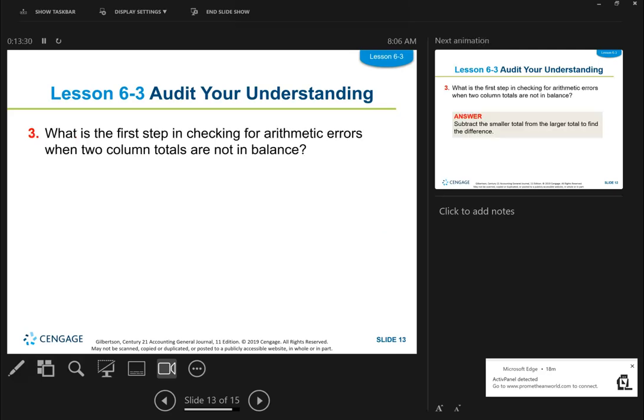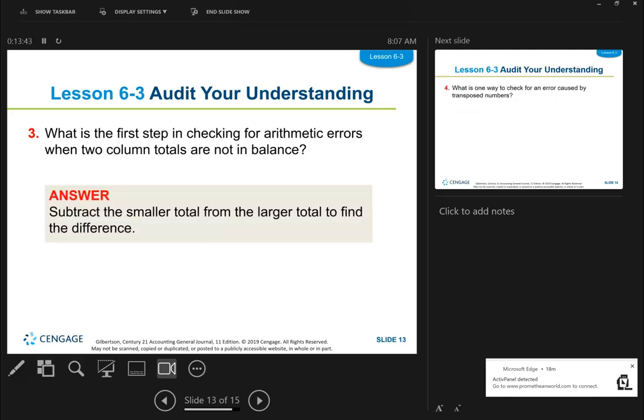Good. And what is the first step in checking for arithmetic errors when the two column totals are not in balance? I don't know that we talked about that. So it says to subtract the smaller total from the larger one to find the difference and see if that difference matches some number that was just put in the wrong place. Where it's like, oh, found you, you are in the wrong spot. There's more here.